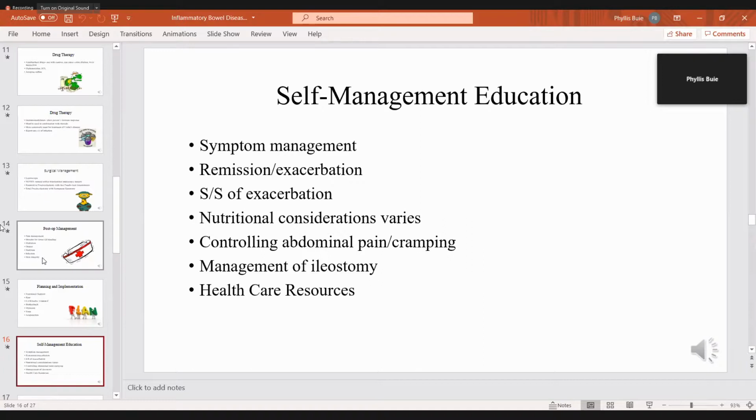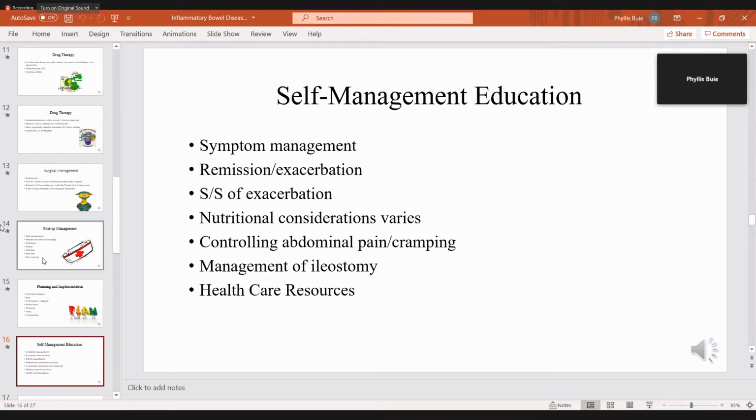What type of remission and exacerbation periods are they having? Does it seem to be after a stressful event, or does it seem to be after certain foods have been taken in? What seem to be the triggers for them? How do their exacerbations present? Does it happen over the course of a day or two, or does it happen very suddenly? What can we do to control the abdominal pain and the cramping?